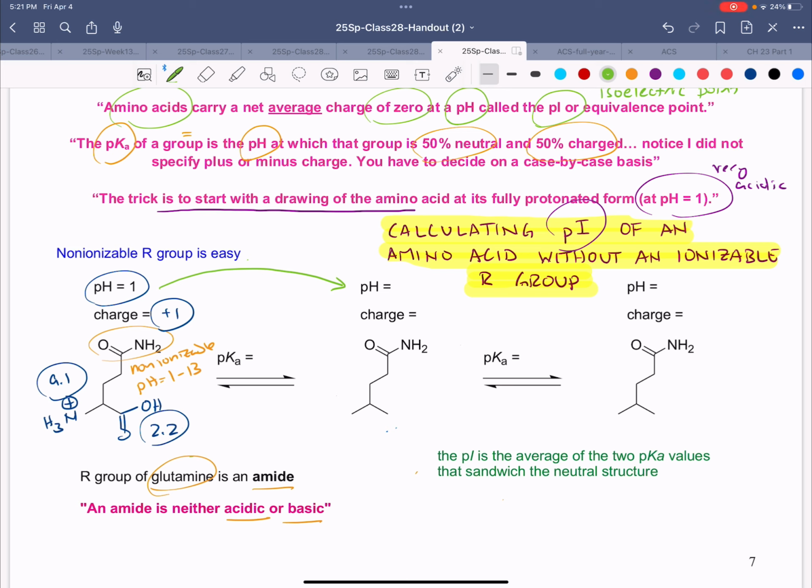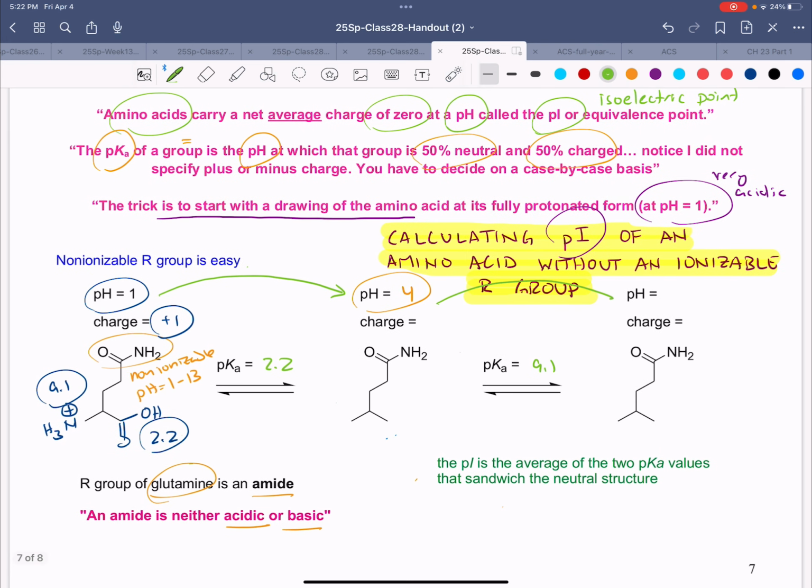Well, our first pKa that we're going to cross over is 2.2. So let's pick a pH of what? Let's pick a pH of 4. 4 is good because it is on the basic side of 2.2, but it's still on the acidic side of 9.1. Do you see? We want to go over 9.1 in the second round, when we change from here to here, but not quite yet.